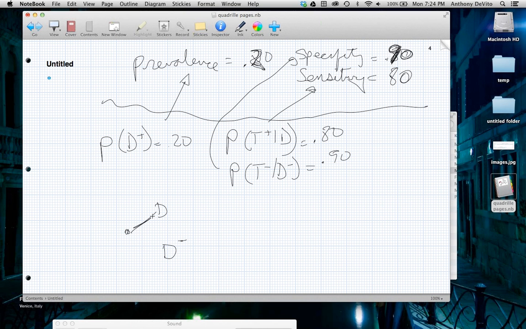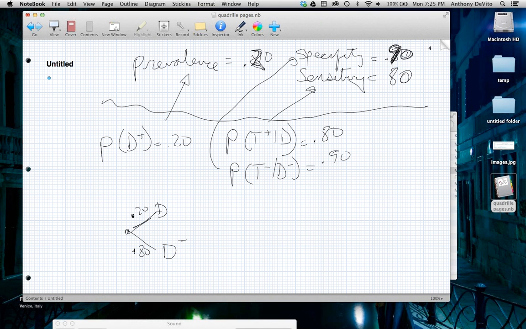Okay? So the probability of having disease was what? 0.20, right? That's our prevalence. Probability of not having the disease is 0.80. So if I was going to pick a random person out of this population, I'd have a 20% chance of getting somebody that has the disease and an 80% chance of getting somebody that doesn't have the disease.